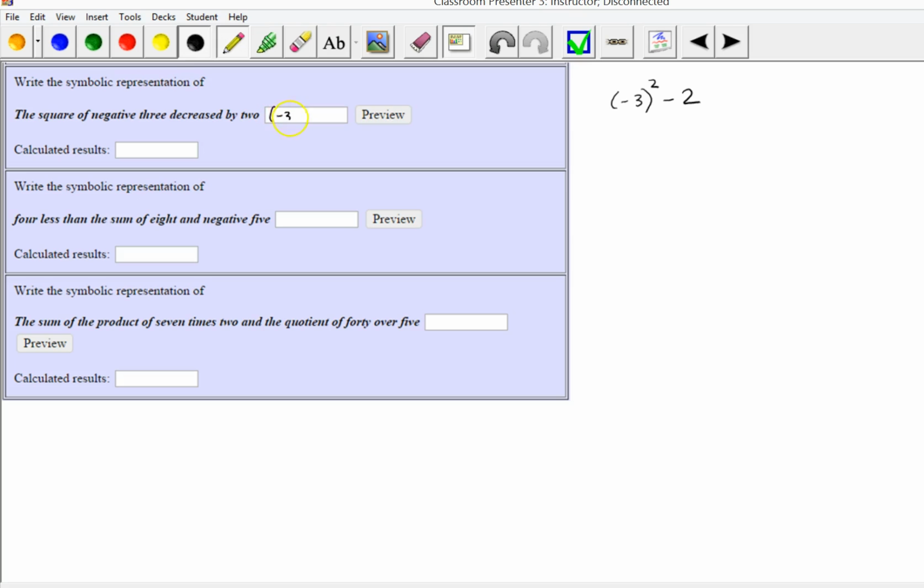So negative 3 in parentheses, you'll use the caret and a 2 to get the squared, and then minus 2. And you can click preview to check that that's correct. Now we'll calculate. Well, this is 2 factors of negative 3, which is positive 9, and 9 minus 2 is 7.